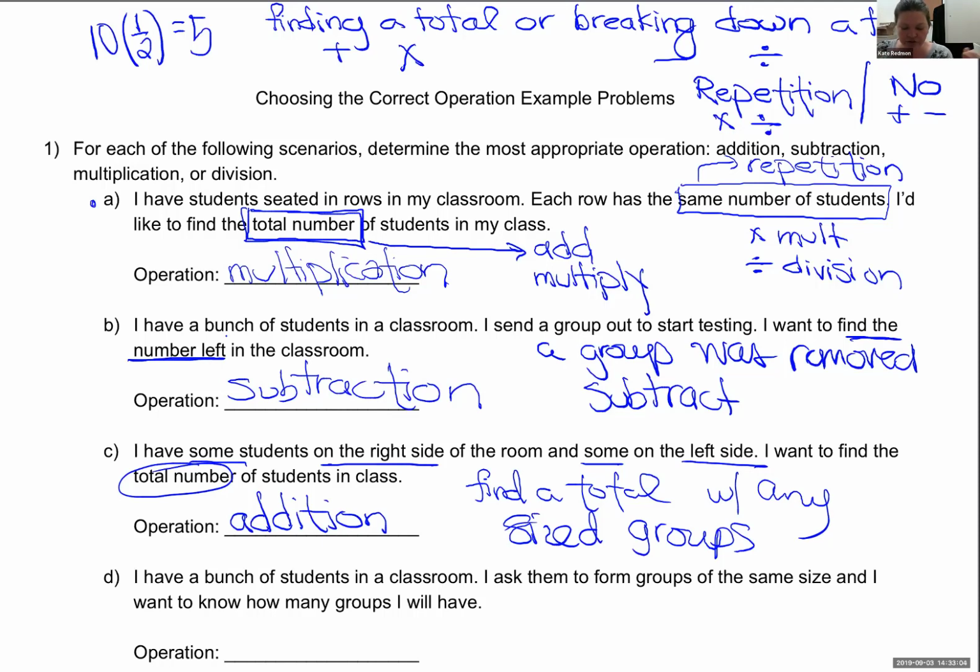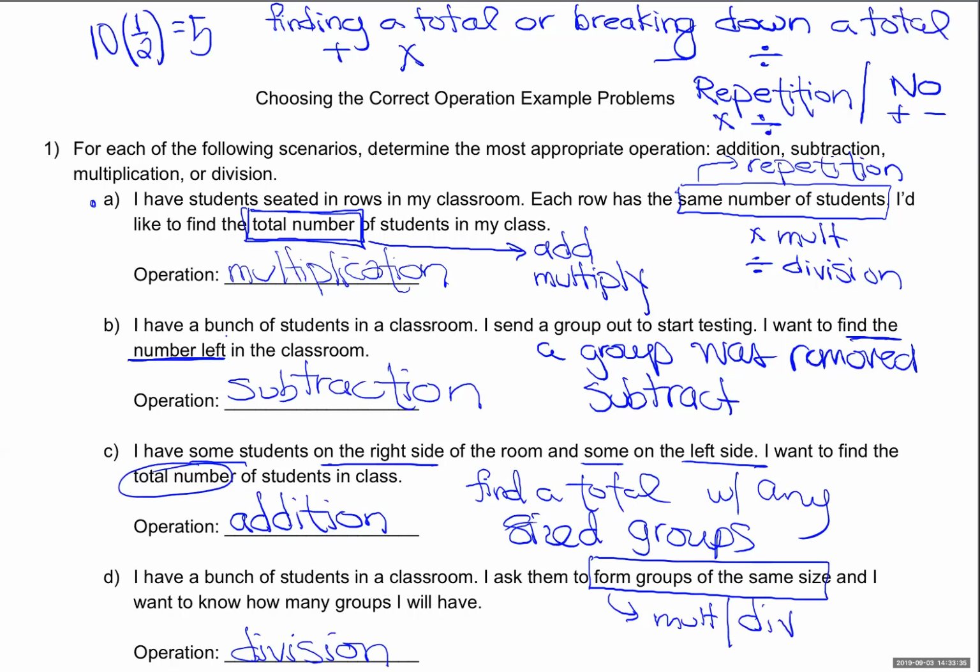Then D, I have a bunch of students in a classroom. I ask them to form groups of the same size and I want to know how many groups I will have. It's division. This one is division. How come it's division? Now, David, the tricky thing is this could be multiplication or division because of this. Groups of the same size? Well, that happens in multiplication or division. So what part of this told me it was division and not multiplication? You're separating them. There you go. I'm starting with the total and I'm breaking it up. If it was multiplication, I'd be starting with the groups and putting them together. Division is starting with the big total and then breaking it back into the groups.